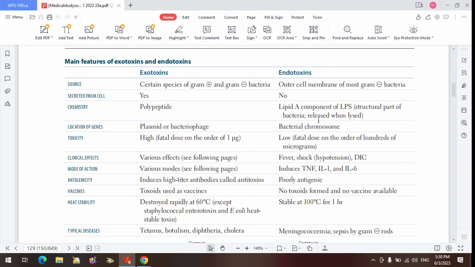They just trigger the immune response. The cytokines that are released will just attract the inflammatory cells and they will try to clear it away. That's all they do. You don't have antibody formation against it.